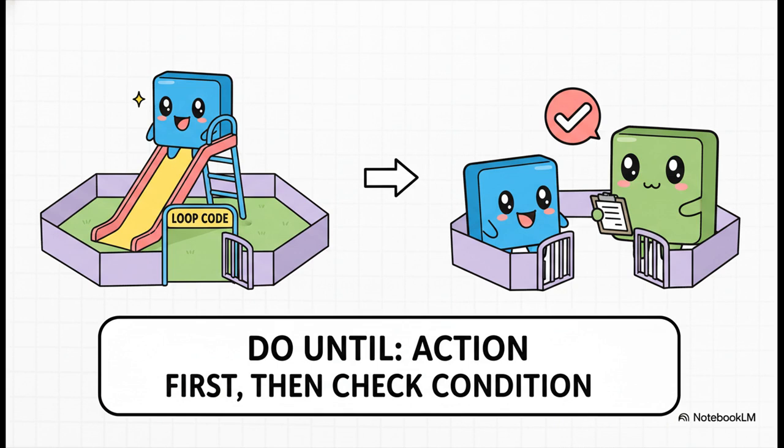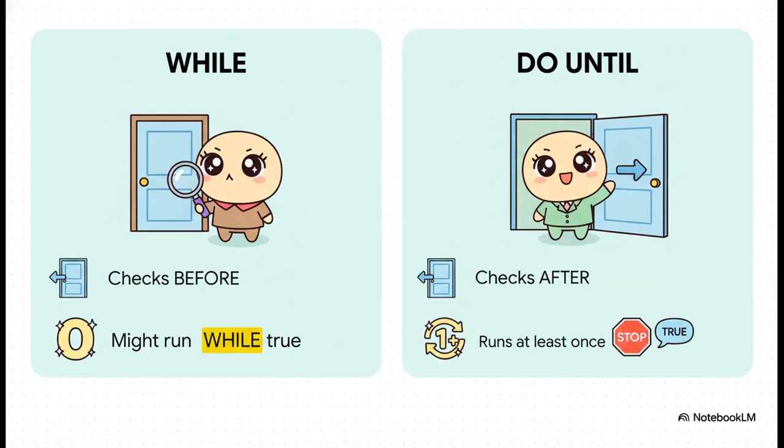After it runs, then it checks the condition to see if it should go back and do it all over again. This slide right here lays out the difference so clearly. Let's just walk through it. A while loop checks the condition before running. Do until checks it after. A while loop keeps going as long as its condition is true. A do until loop keeps going until its condition becomes true. It's a subtle but really important difference in logic. And of course, the big one. A while loop might run 0 times, but a do until loop will always run at least once.